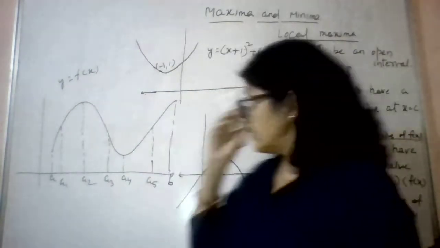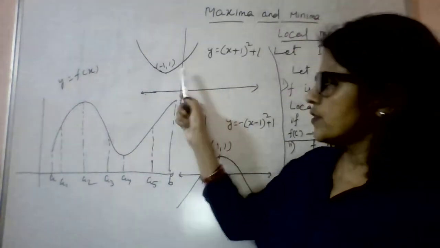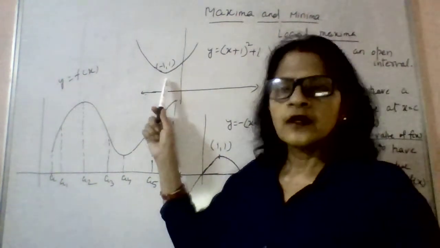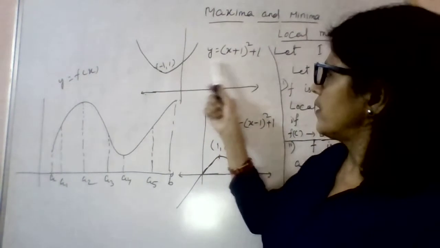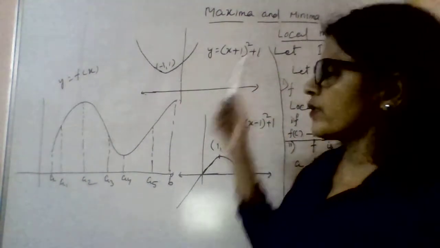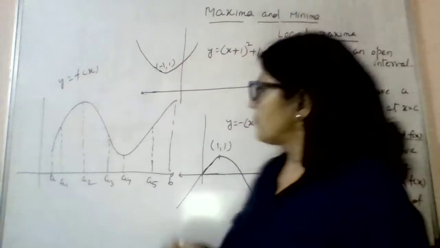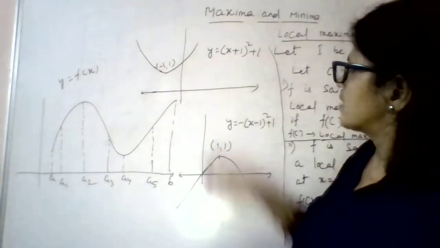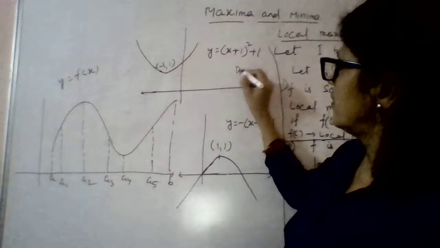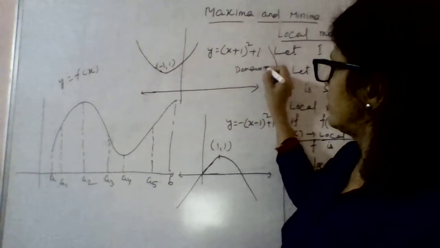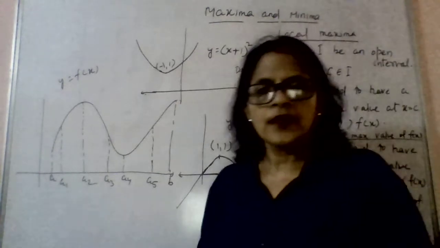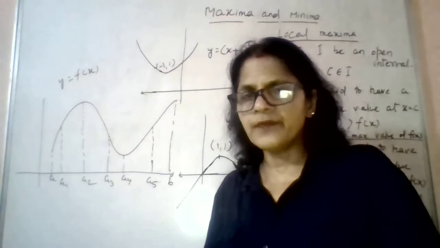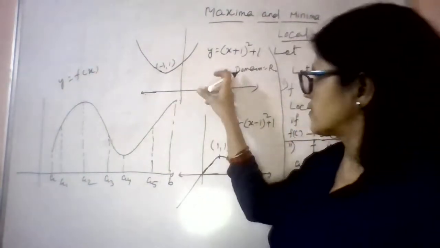To start with, let us consider this function. The first figure is the curve representing y equal to (x plus 1) whole square plus 1. If I ask you what the domain of this function is, the domain is the set of real numbers. Now the question is, what is the maximum and what is the minimum value of this function?